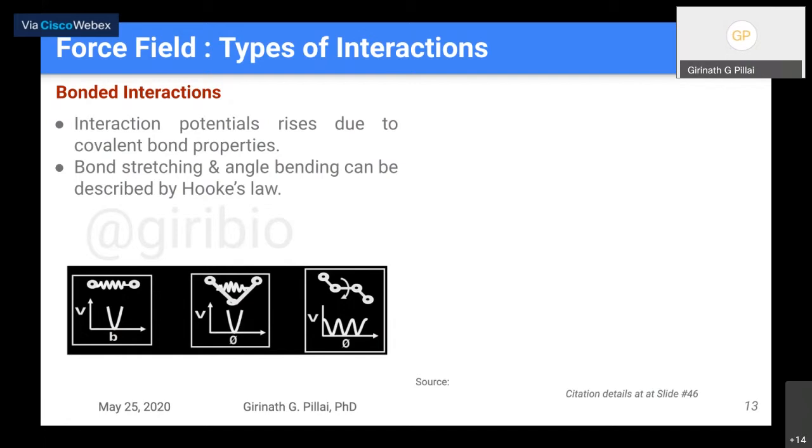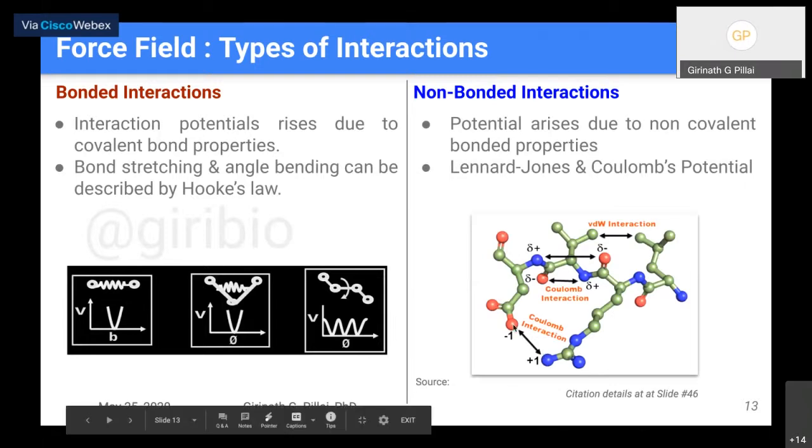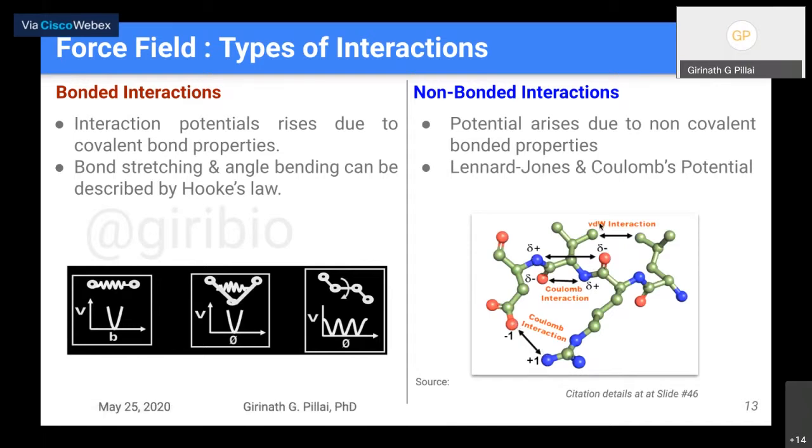So I'll be giving a pictorial representation, a small animation on what this bond stretching and bending is, all those things, so you'll have clarity there. Now, non-bonded interaction: the potential arises due to non-covalent bond properties. This depends upon Lennard-Jones and Coulomb's potentials. As you can see in this picture, this shows a negative and a positive charged atom, and then you can see a covalent interaction. Similarly, here we are talking about carbon-carbon, where we have van der Waals interaction. These are all non-bonded anyway.